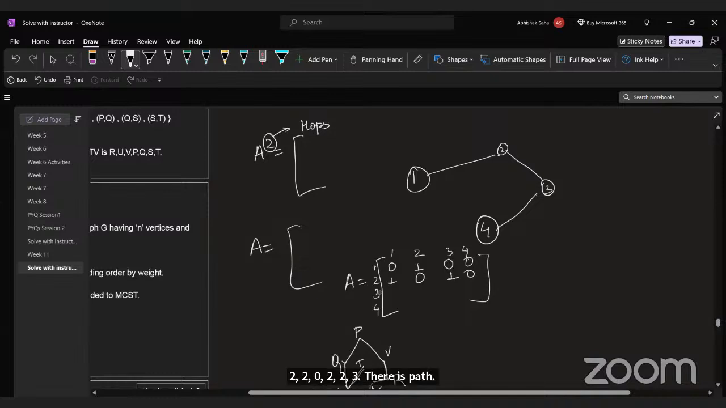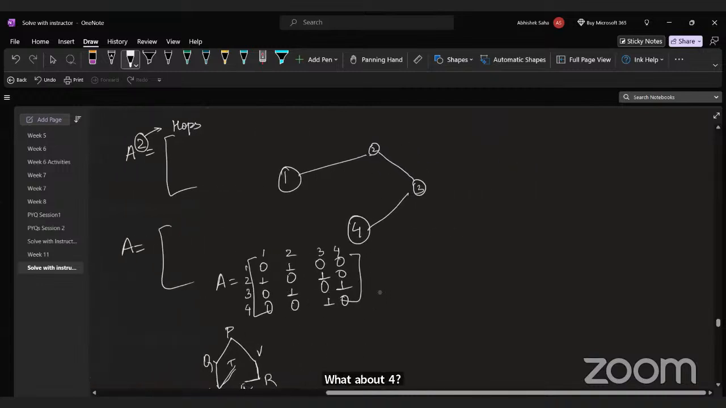Again for 3: 3 to 1, no path. 3 to 2, there is a path. 3 to 3, no path. 3 to 4, 1. What about 4? 0, 0, 0, 1, 0. Okay, so this is the adjacency matrix.